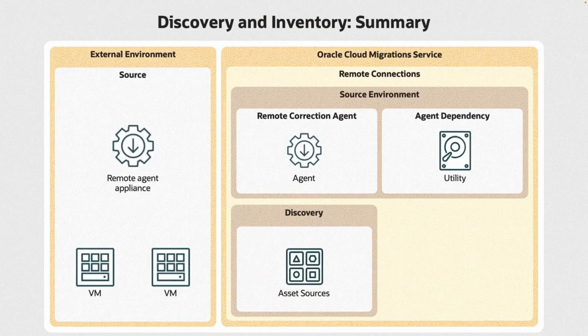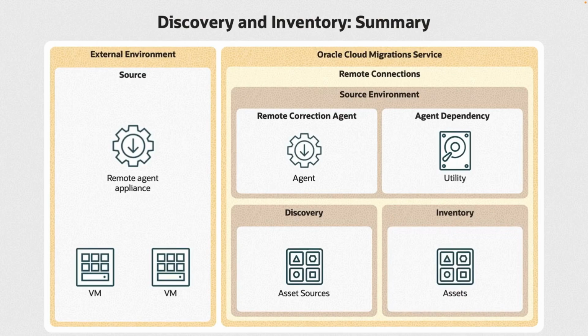In the next step, an asset source is created with the discovery schedules. The credentials are stored in the Vault service to authenticate and run the discovery. Once the discovery is complete, the inventory is populated with the information of the VMs that are discovered.